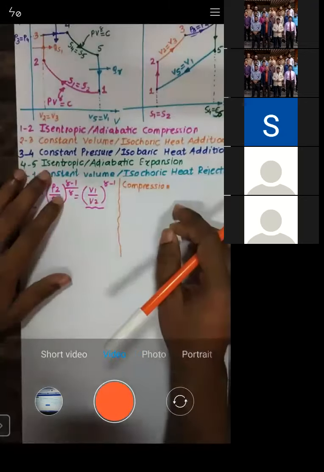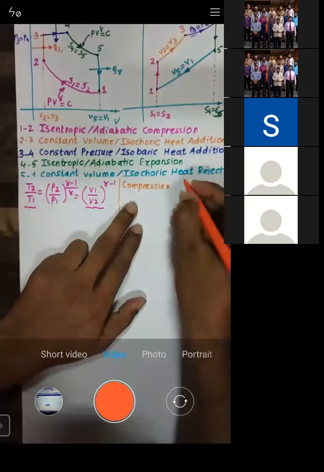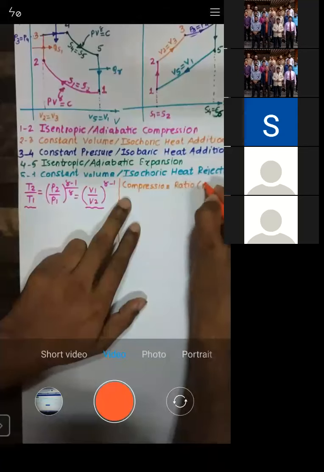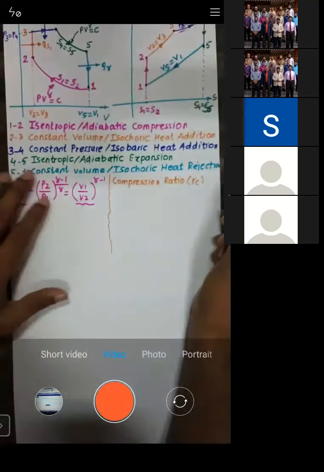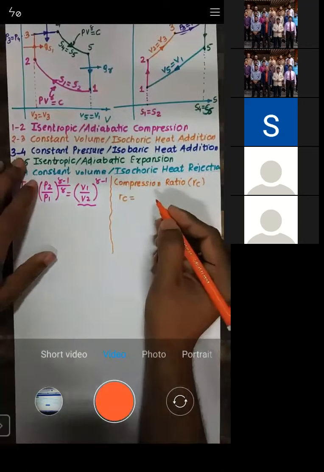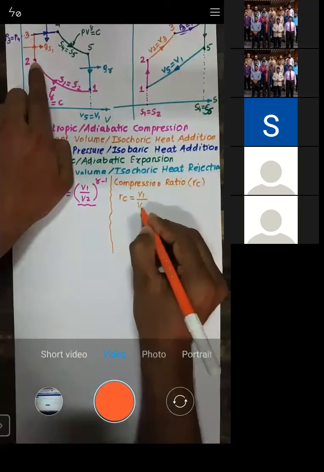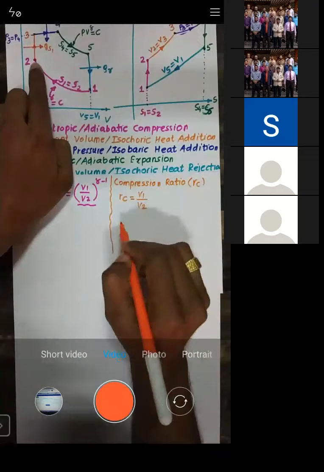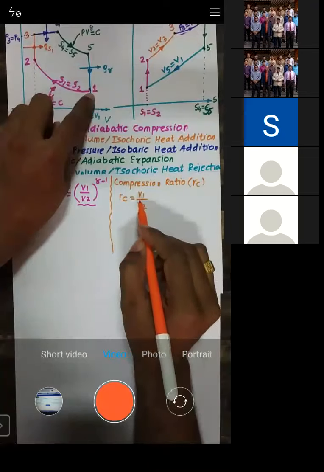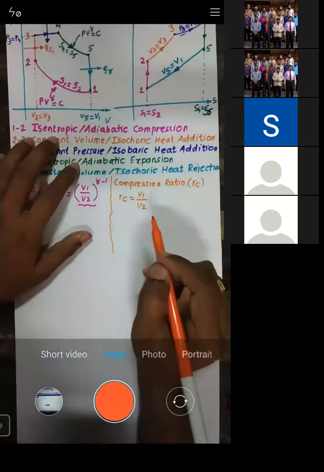So let us start with the first ratio. I will first tell you what is called the compression ratio. Compression ratio is indicated by RC. Now what is the formula for RC? Compression ratio is the ratio of volume before the compression to the volume after the compression. We already saw this in the last lecture. So RC is V1 by V2.